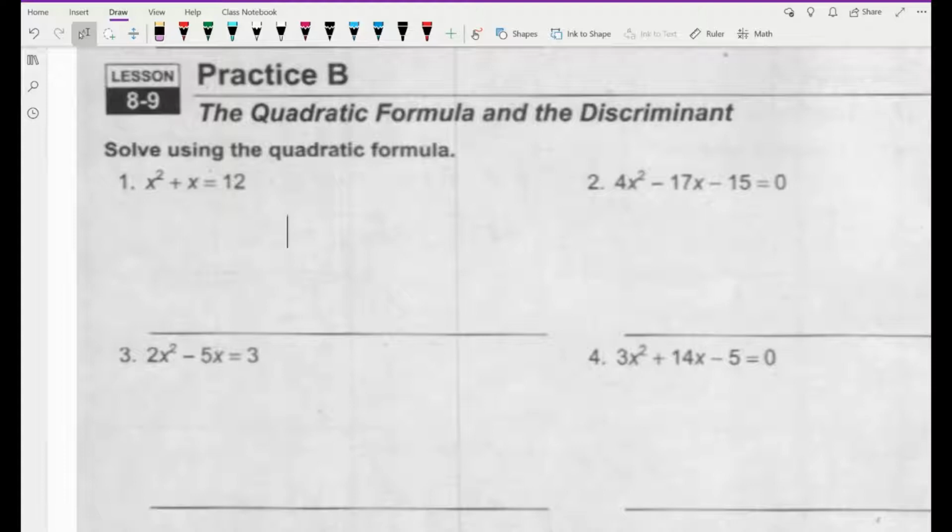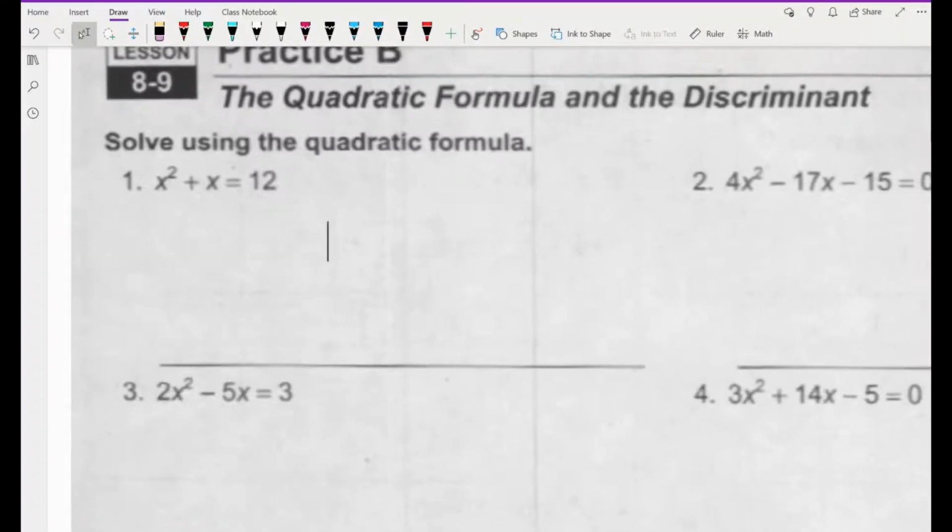The first thing we have to do when we look at a quadratic equation is to see whether it is written in the proper form. It must be equal to 0, and number one is not. It's equal to 12, so we're going to have to move the 12 over. So we have x squared plus x minus 12 is equal to 0. The next step is to identify the coefficients a, b, and c. Here, a is equal to 1, b is equal to 1, and c is equal to minus 12.